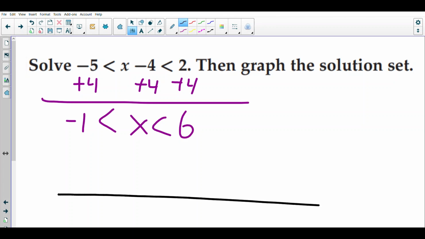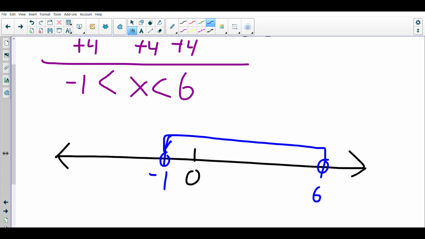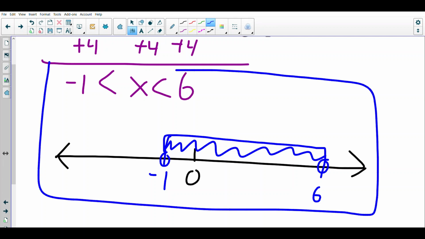Now I'm going to create my number line and put my points. I've got my 0. Now just make your points on the numbers. So I've got 6 here and -1 here, with an open circle on both. And I graph between them because the variable is between the two numbers, so that's where it lies. And that's all there is. That is how you graph a compound inequality.